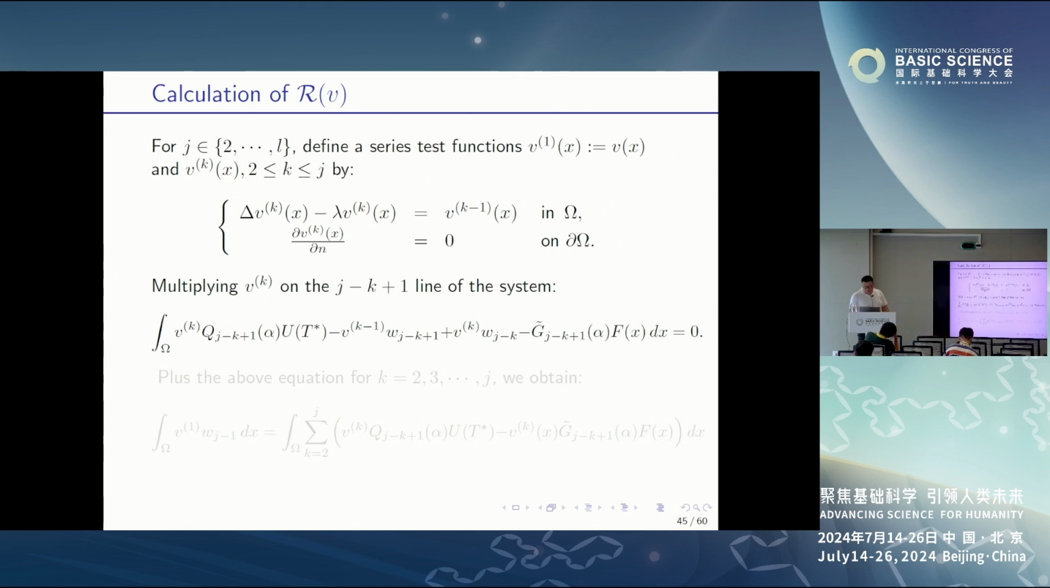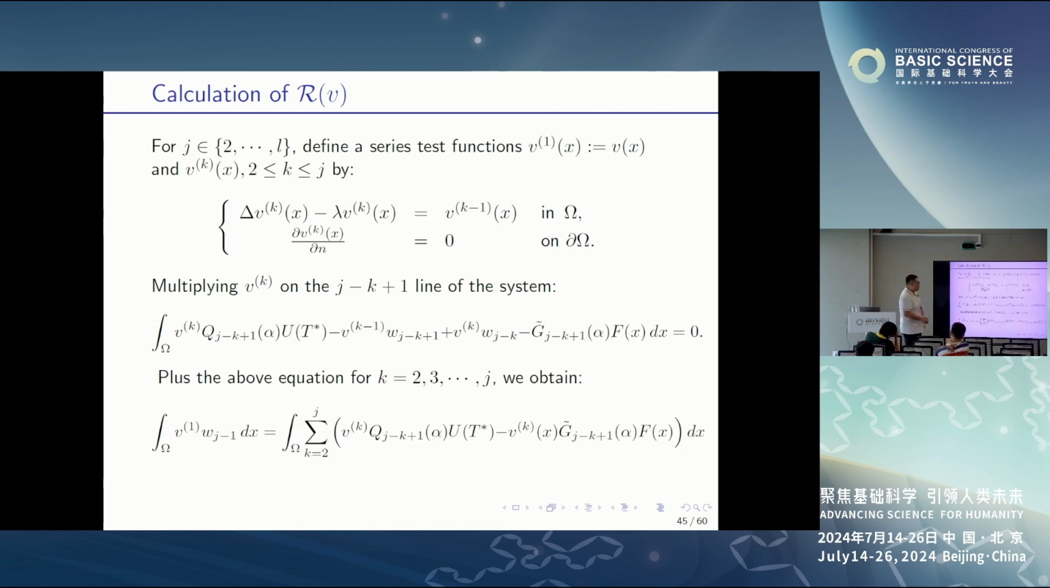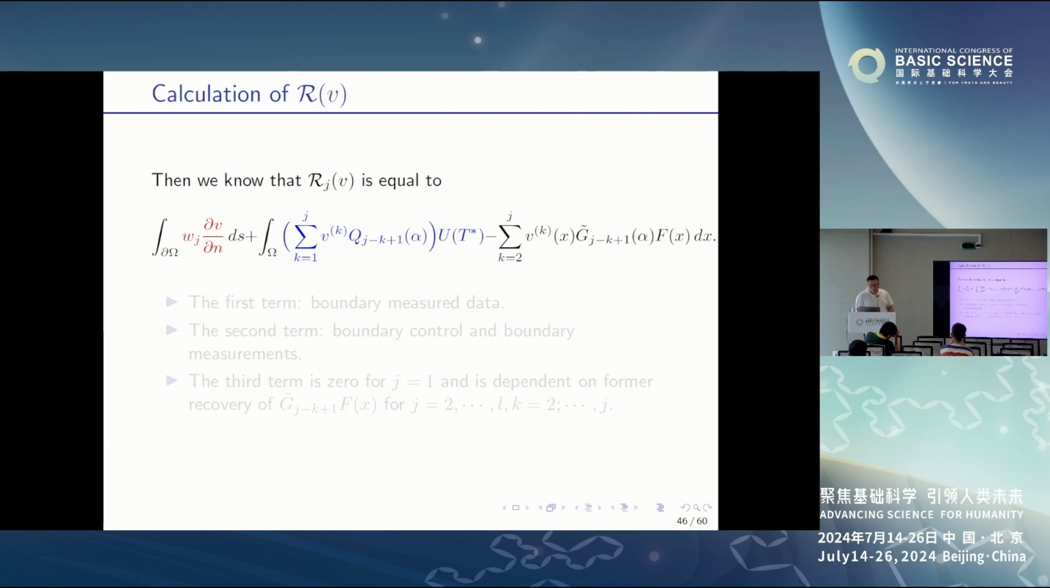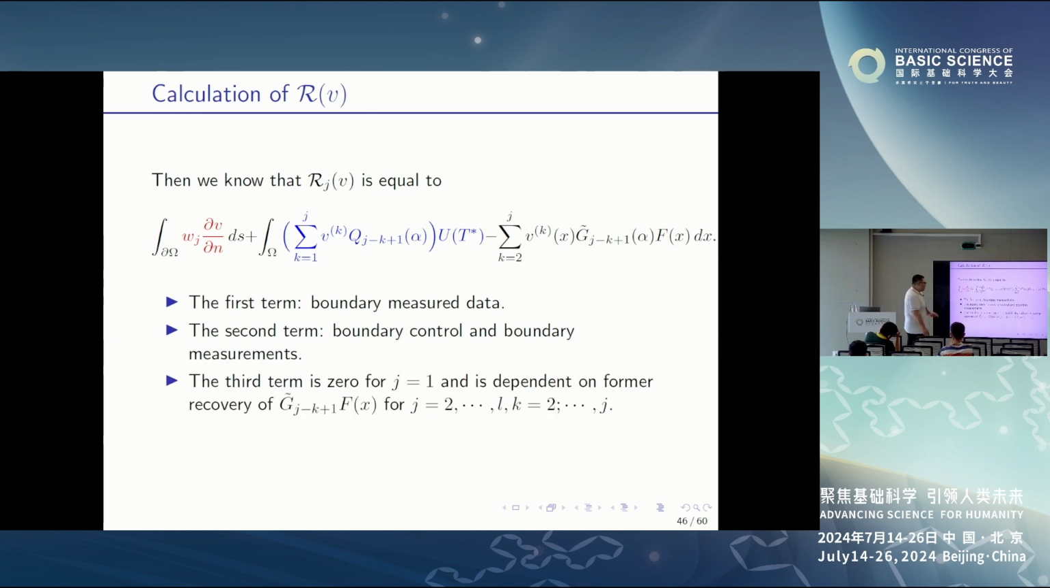Once we have all those test functions, we multiply the original function and build that identity using those test functions, and then we can build RV. So this is the identity we use to build RV. Now let's go back to this one and check it term by term. The first one, we can evaluate using boundary measured data. The second term, we can evaluate using the boundary control functions and the boundary measurement. And the third one is equal to 0. So this is how we build RV for the system with multiple pollutants.